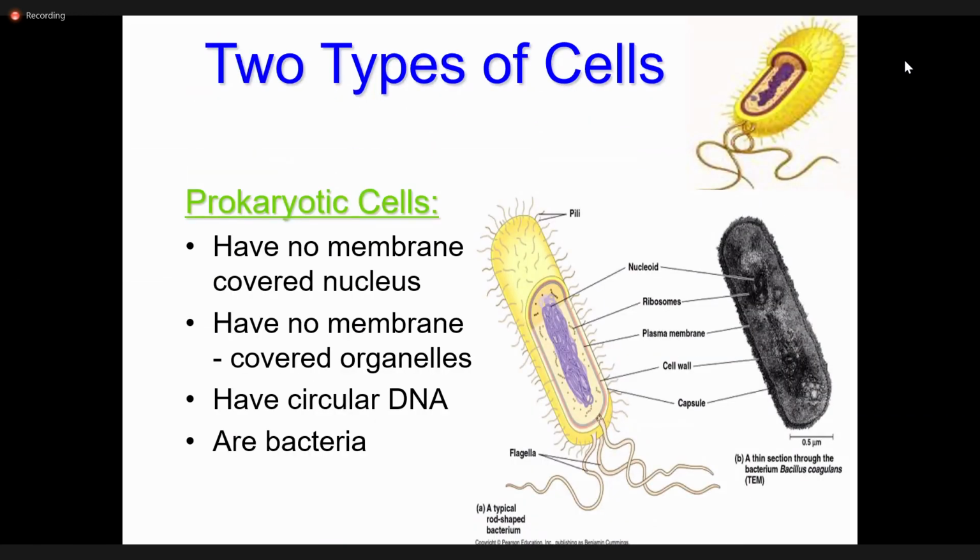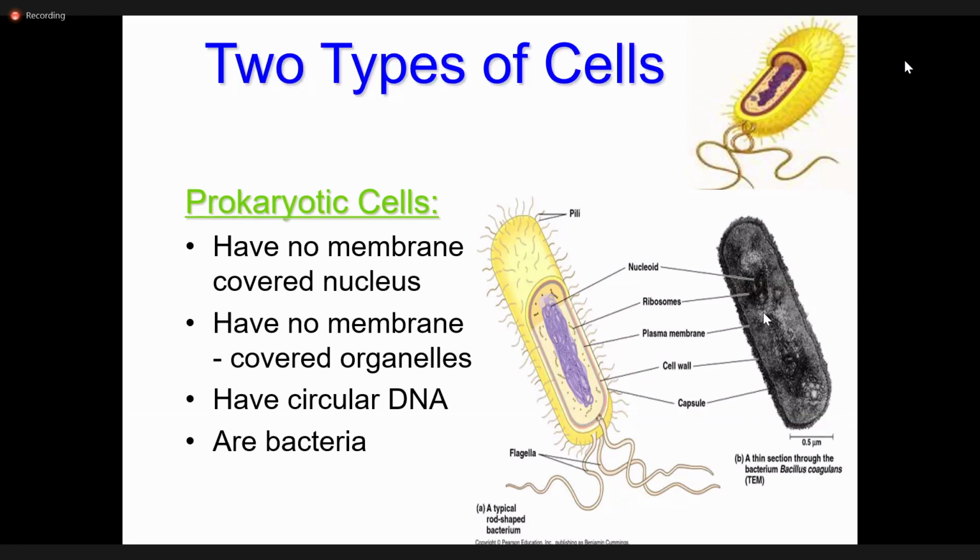Here, the prokaryotic cell. The prokaryotic cell has no membrane-bound nucleus, and has some pili. It contains flagella for motility. It has no membrane covering the nucleus, and no membrane-covered organelles either. It has circular, open DNA, containing the chromosomes. These are the bacteria. It has a capsule-like structure, the cell wall, the plasma membrane, and ribosomes. The nucleoid is nothing but the DNA.